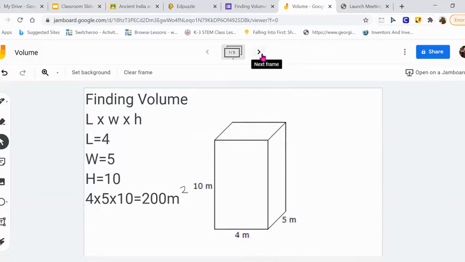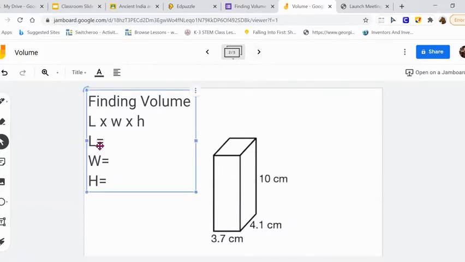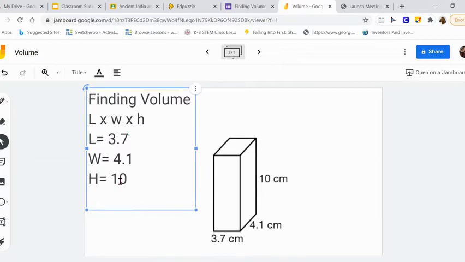That's what you think. Just kidding. Yeah, it's easy. So now let's take a look at it. They're going to put in some decimals. So again, we're going to look for our length, which here we've got 3.7, and our width, which is 4.1, and our height, oh, I love the tens, is 10. So we're going to multiply those. So we have 3.7 times 4.1 times 10.